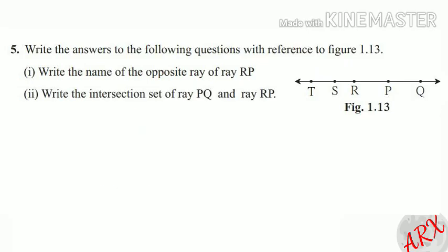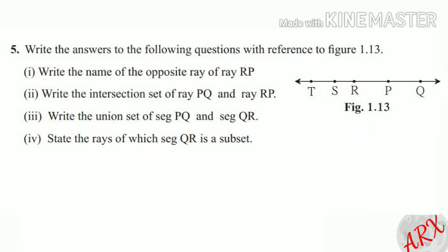Question number 2. Write the intersection set of ray PQ and ray RP. Intersection means common points. Now, ray PQ and ray RP are in one direction and they have common point P. Hence, their intersection will be ray PQ. Now, question number 3. Write the union set of segment PQ and segment QR. Union means set of all points between segment PQ and segment QR. Hence, answer will be segment QR.